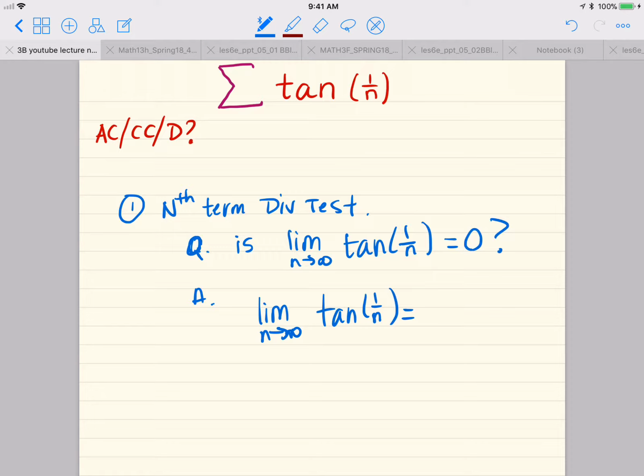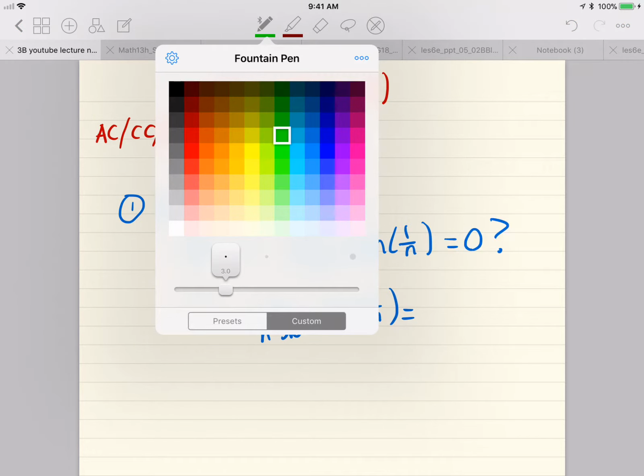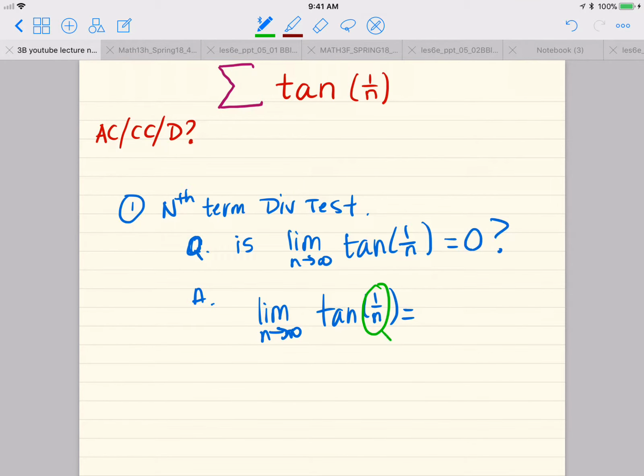As n goes to infinity, 1 over n is going to go to 0, and tangent of 0 is 0, right? Because it's sine of 0 over cosine of 0, and sine of 0 is equal to 0. Cosine of 0 is equal to 1. So this was a bust. We've got to try something else because the limit of the terms is equal to 0.